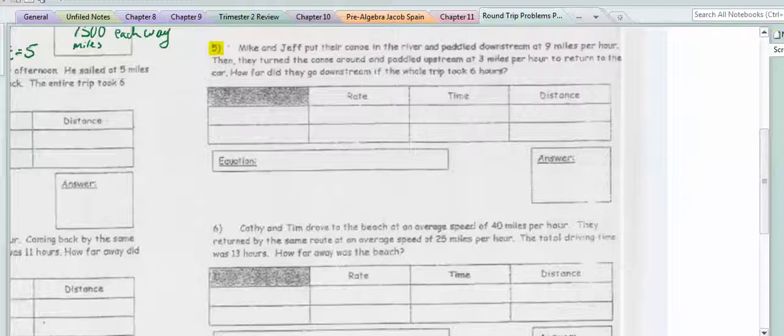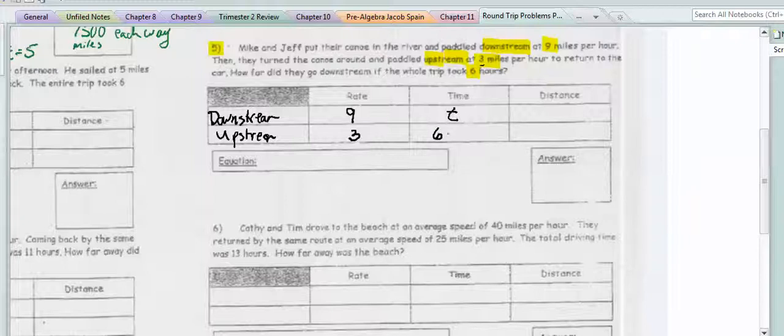So now let's label. We've got downstream, and we have upstream. Okay, let's highlight. So downstream, they went 9 miles an hour, and then it says upstream, they went 3 miles an hour. Okay, that's information we need. So downstream, their rate was 9 miles an hour. Upstream, 3 miles an hour. What else do we need to know? Their whole trip took 6 hours. We don't know how long it took them to go down. We do know it took 6 hours total.